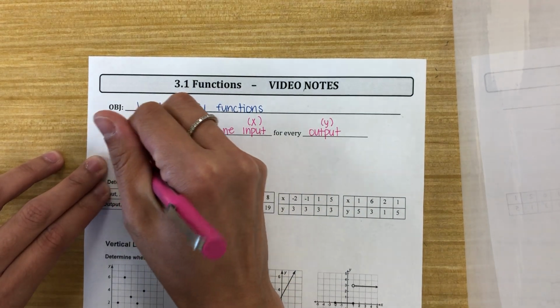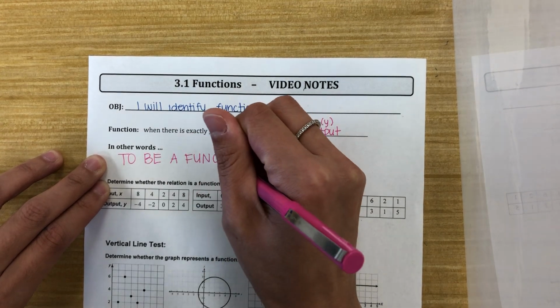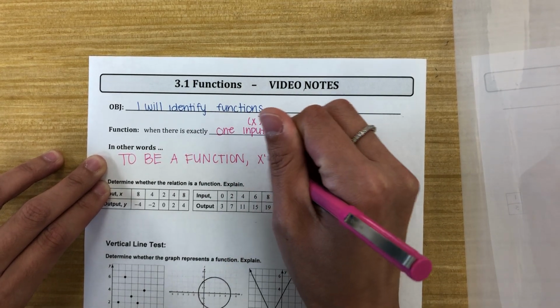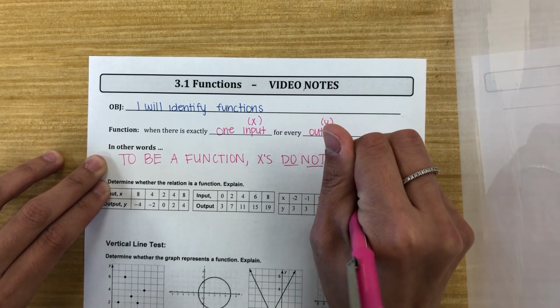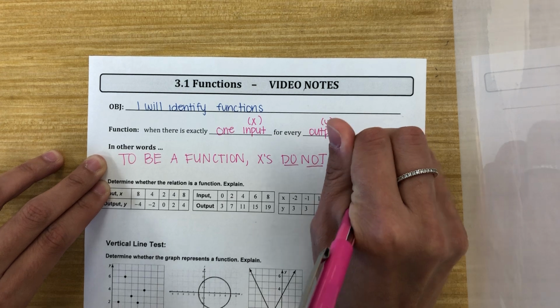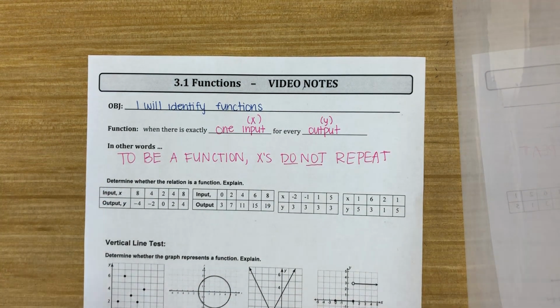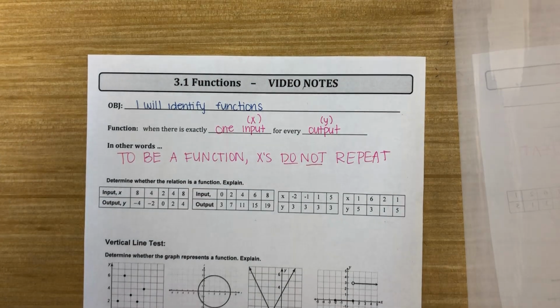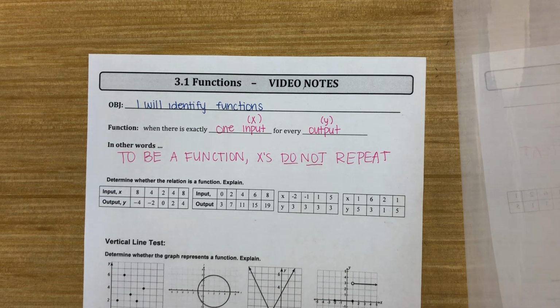In other words, to be a function, your x's do not repeat. That's basically the rule. The x's do not repeat. To be a function, your x's do not repeat. All right, so let's try the first couple of examples.